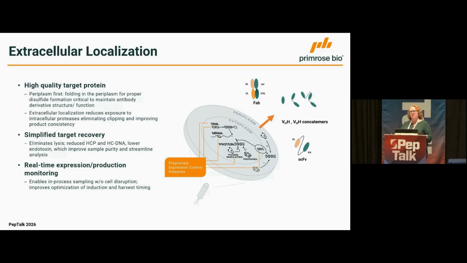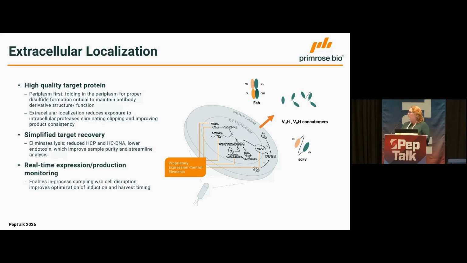Some of these proteins are slower folding. We want to make sure that it has time to fold before we allow it to move out into the extracellular space. Also, by moving it out into the extracellular space, we can avoid proteases or other things that get released, reducing clipping or other modifications to our protein of interest.